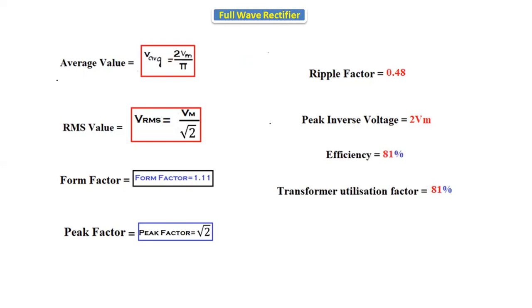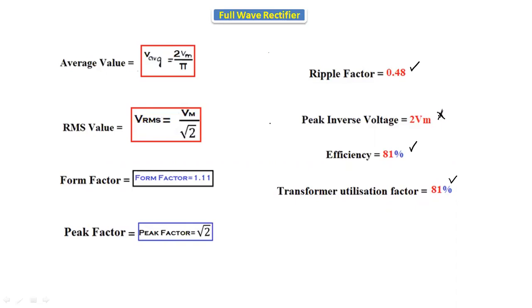Out of all the parameters, except the peak inverse voltage, the remaining are all advantages. The ripple factor is 0.48, and the ripples are less compared to the half wave rectifier. The efficiency is 81%, which is also an advantage, and the transformer utilization factor is also 81%. But the peak inverse voltage should generally be Vm, while here we are getting double, 2Vm. Because of this reason we don't use the center tap full wave rectifier.